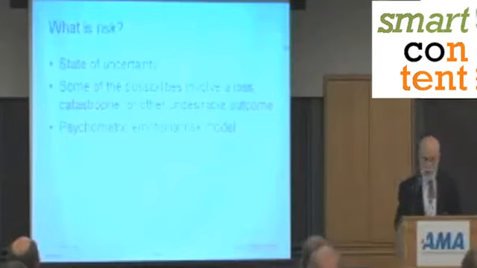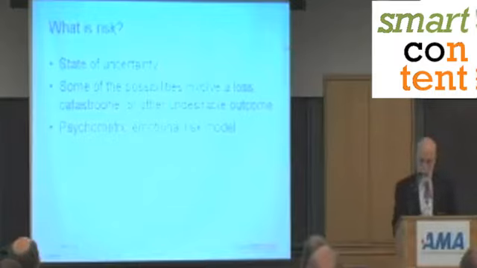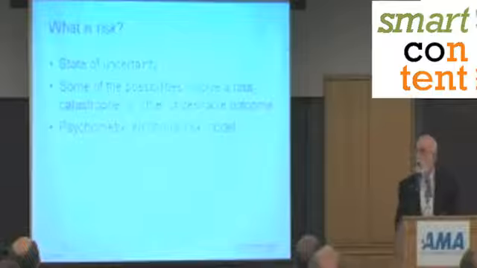I talked about risk. What is risk? Decision sciences research shows that the best decisions people make include both a cognitive element, but there's also an important emotional element. We include that in risk. Risk is a state of uncertainty where some of the possibilities involve a loss, a catastrophe, or other unknown outcome. Risk also deals with the future, the unknown, and this is where emotions come into play.